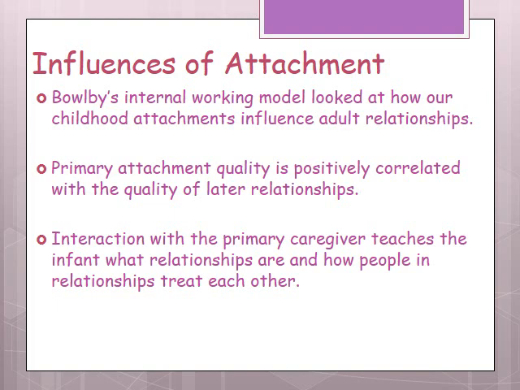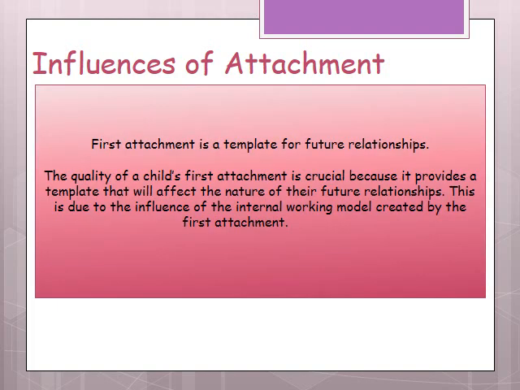We need to know about the influence of early attachment on adult behaviour. So Bowlby's internal working model looked at how our childhood attachments influence later relationships. Primary attachment quality is positively correlated with quality of later relationships, and our interaction with our primary caregiver teaches us how we expect future relationships to be. So our first attachment is a template. It forms a framework of what we expect our future relationships to be. So our internal working model is a result of this first attachment.